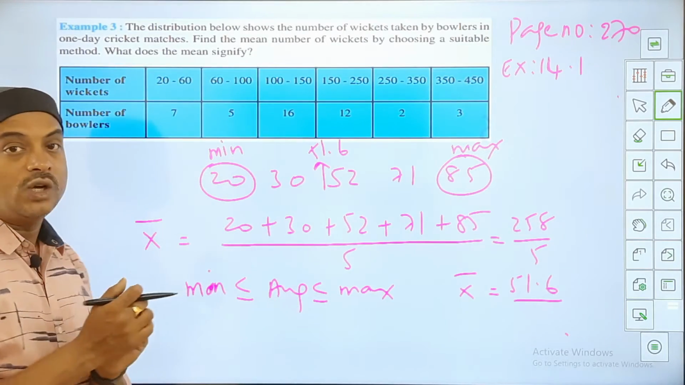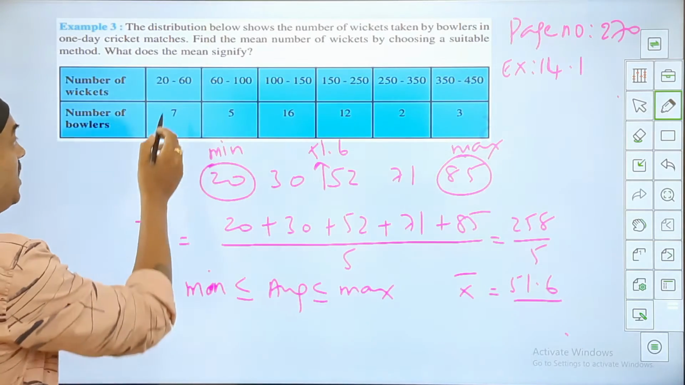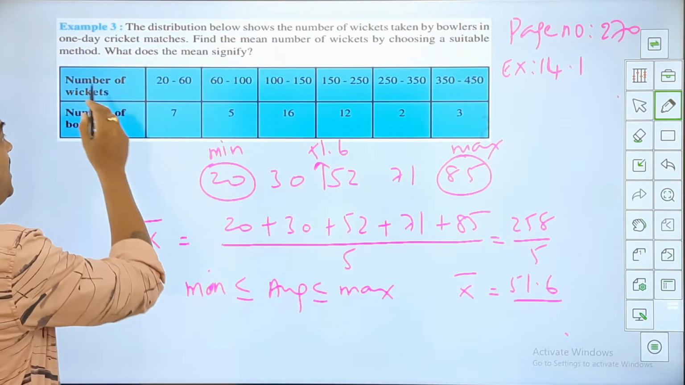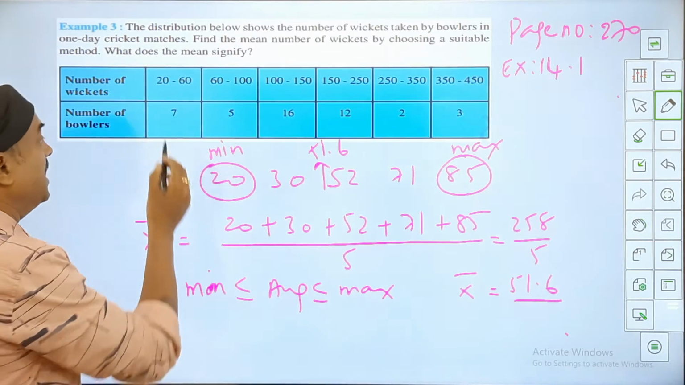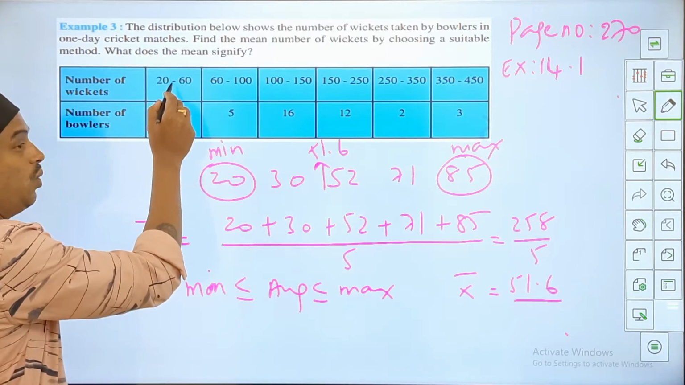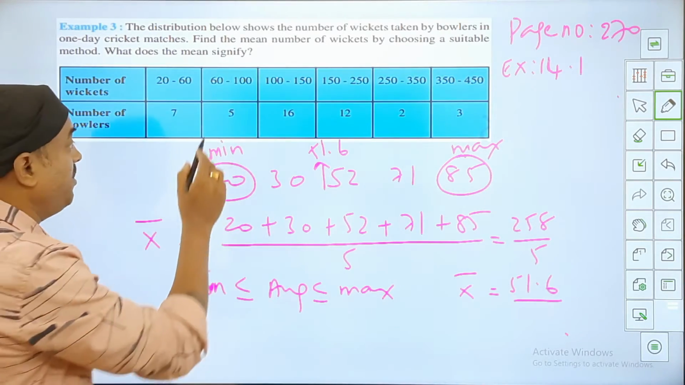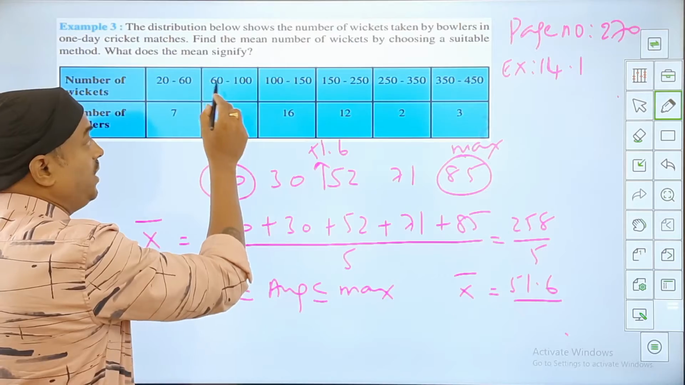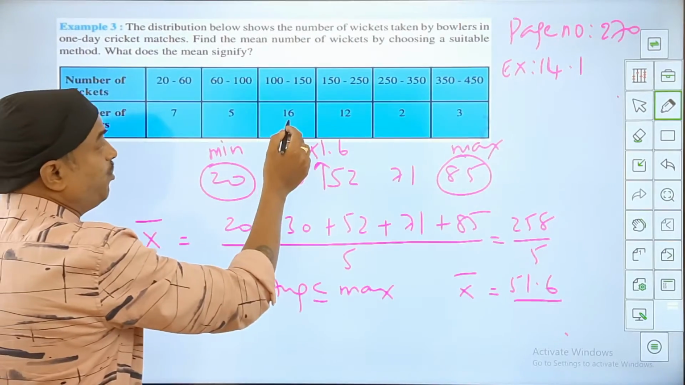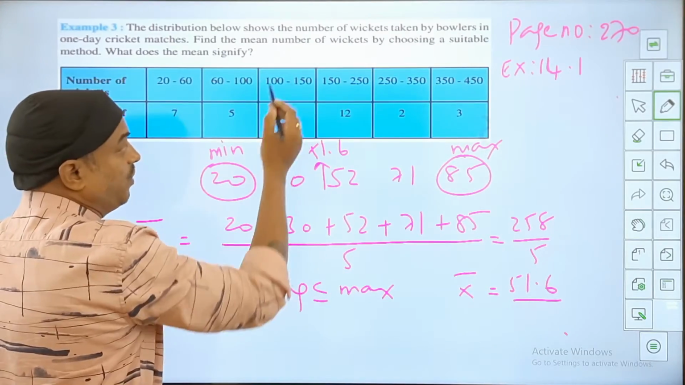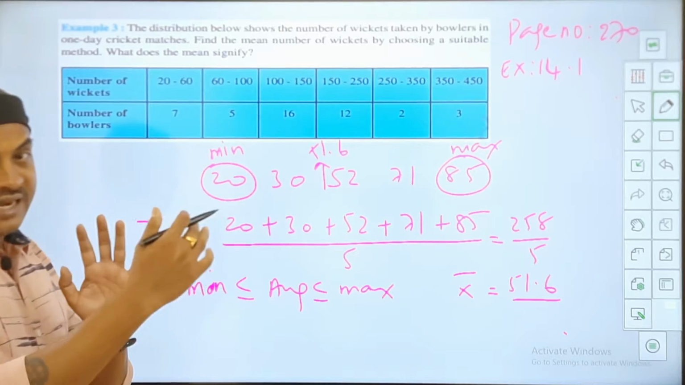Like here he is talking about the number of bowlers and the number of wickets. So what is the meaning of this? You please understand. Number of wickets between 20 and 60: there are 7 bowlers who have taken wickets between 20 and 60. Similarly, 5 bowlers have taken wickets between 60 and 100. Here 16 bowlers have taken between 100 and 150. Similarly, 12 between 150 and 250, and so on.